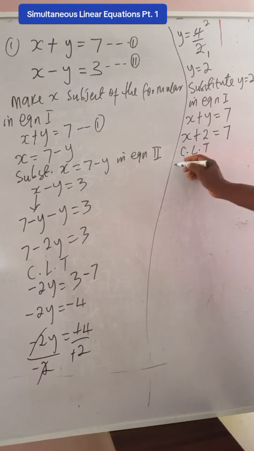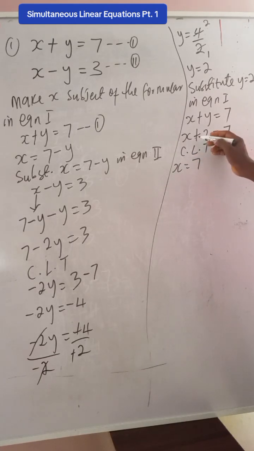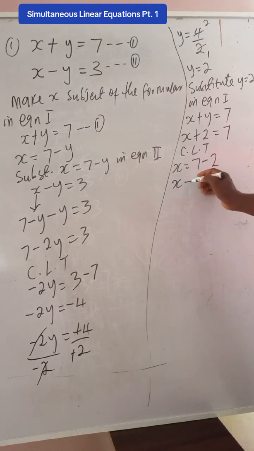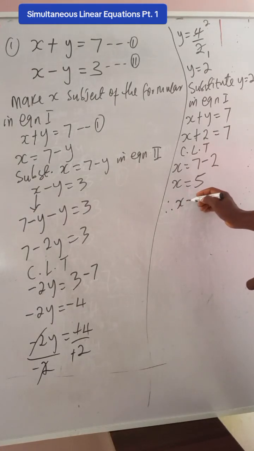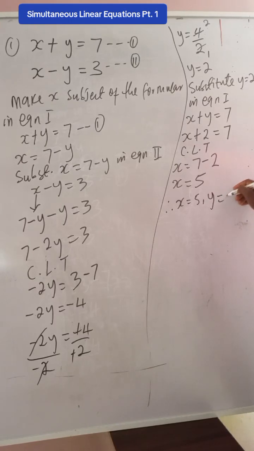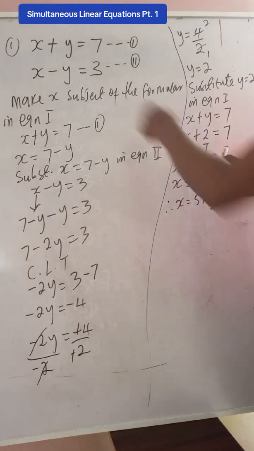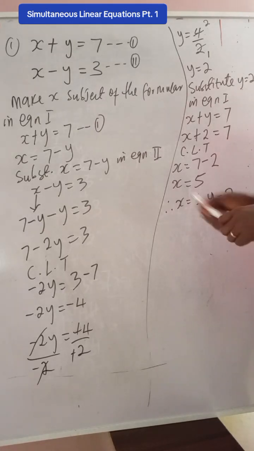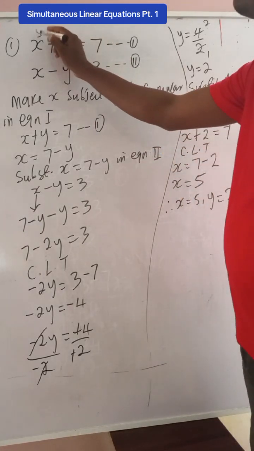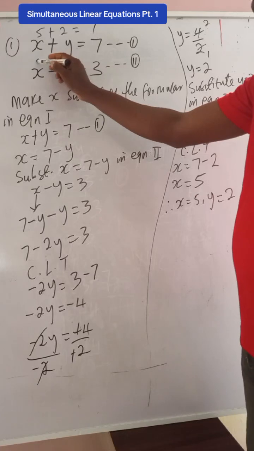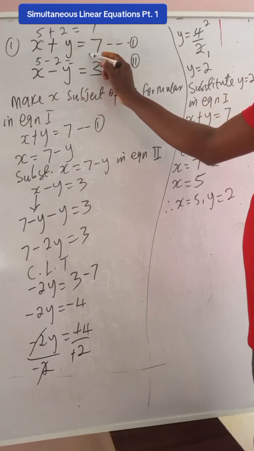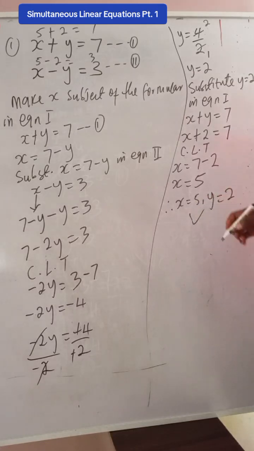So what's the next thing? Collecting like terms. x now becomes 7. When positive 2 crosses the equality sign, it now becomes minus 2. So x now becomes 7 minus 2, which is equals to 5. So therefore, our x is equals to 5, y is equals to 2. If you fix this in here, you see that you're going to get the answer. Let's check. x is 5, y is 2. 5 plus 2 is equals to what? 7. 5 minus 2 is equals to what? 3, which gave us the correct answer.